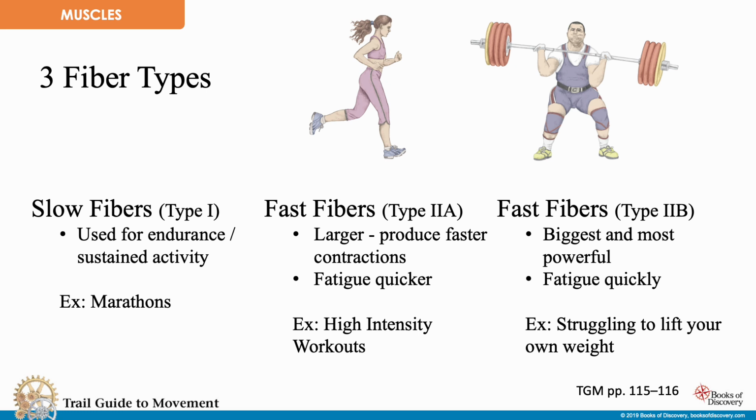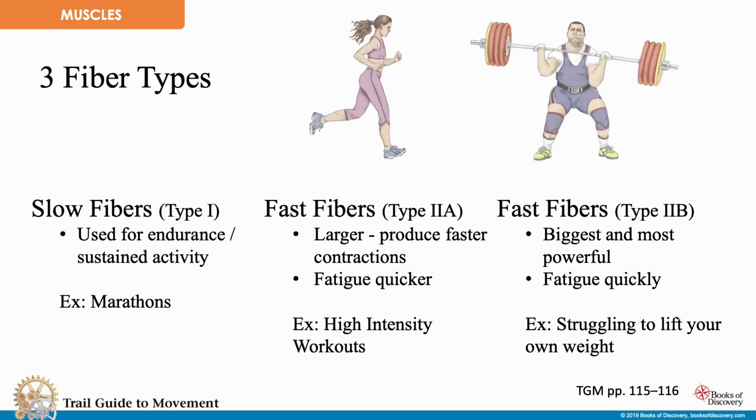Then we have fast fibers, type 2B. They're the power lifters, and they're the biggest and most powerful fibers in the human body. They fatigue extremely quickly, and these are what you use when you're struggling to lift your own body weight or move a heavy piece of furniture. Once they fire, they need a long time to recover.